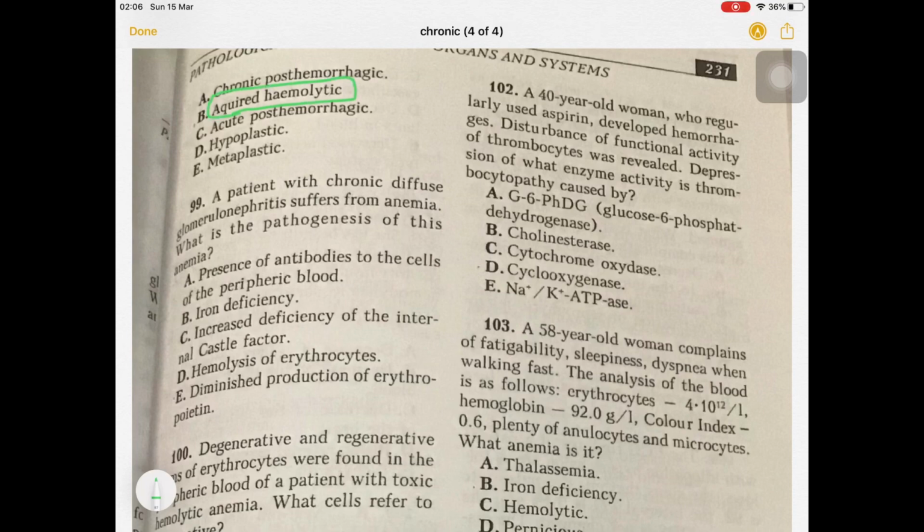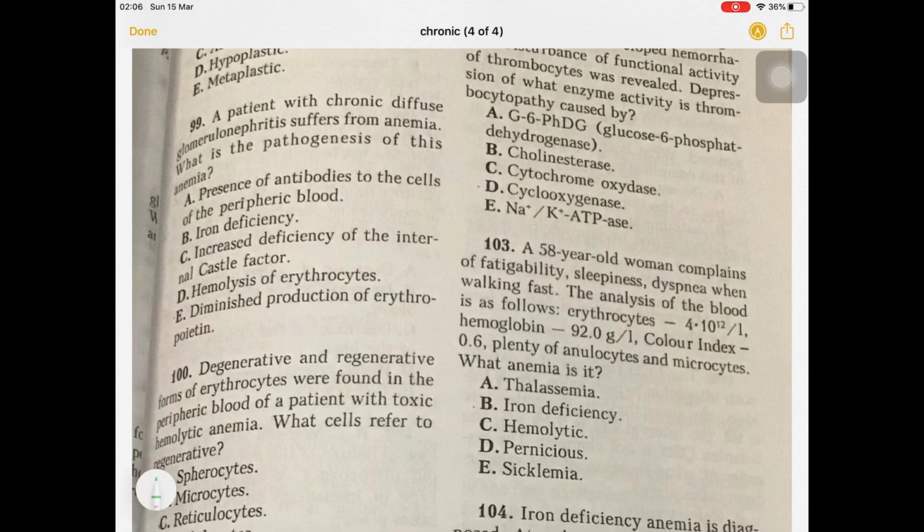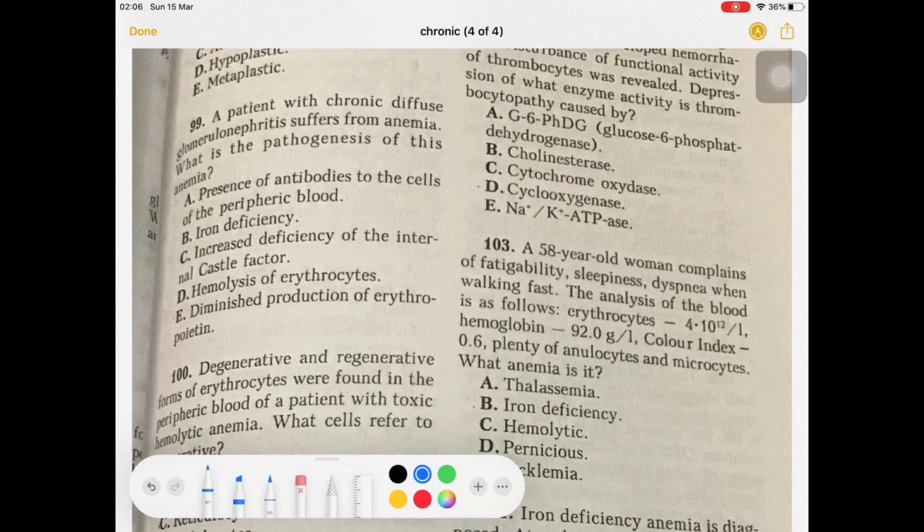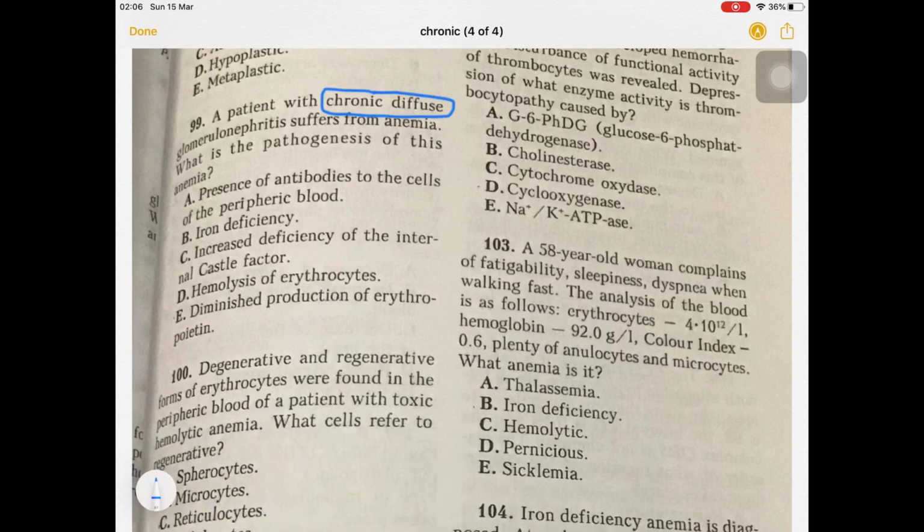Look at the next question: chronic diffuse glomerulonephritis. In chronic diffuse glomerulonephritis, there is definitely an injury of the kidneys, right? They are suffering from anemia. Why are they suffering from anemia? In the nephron, after the glomerulus we have the PCT, the proximal convoluted tubule, which is responsible for the reabsorption of sodium ions and various kinds of amino acids, for example glucose, other amino acids, and proteins, and all these things, right?